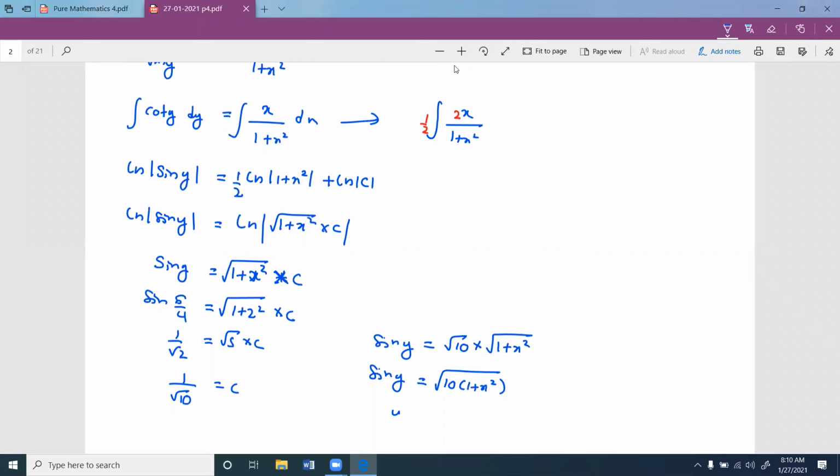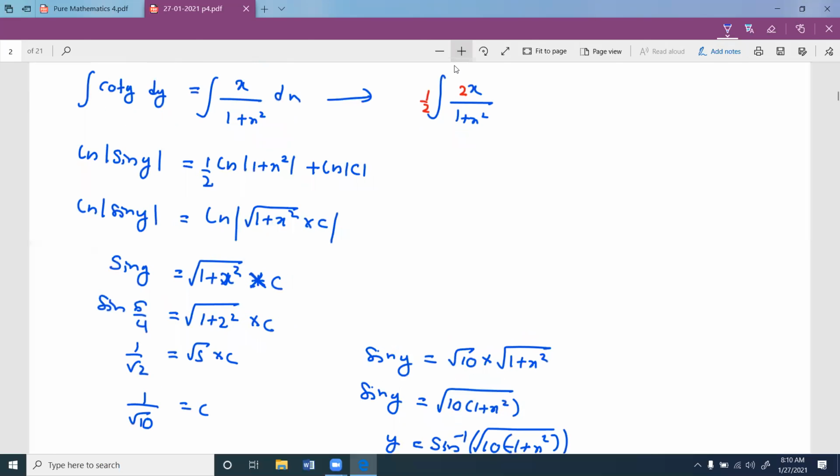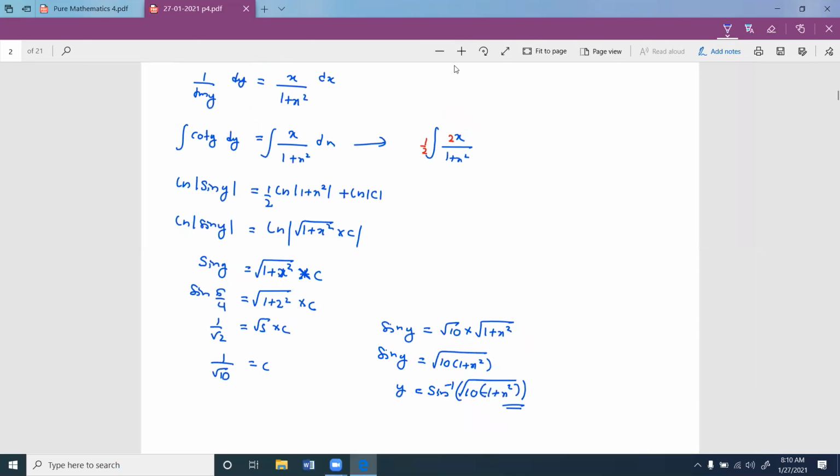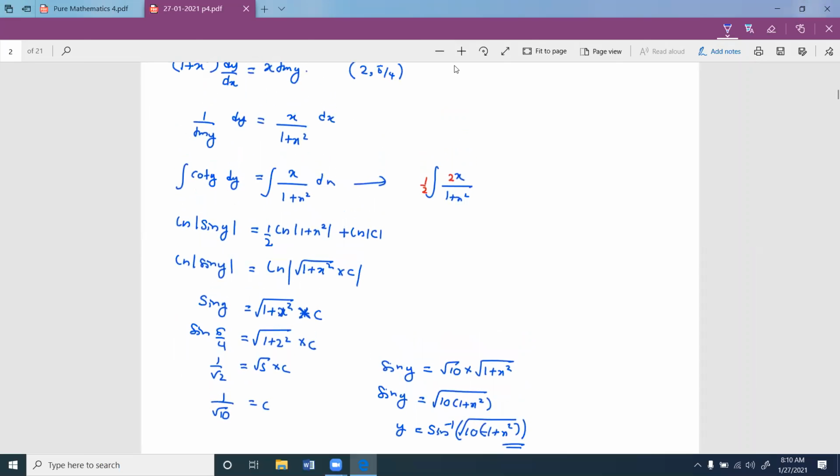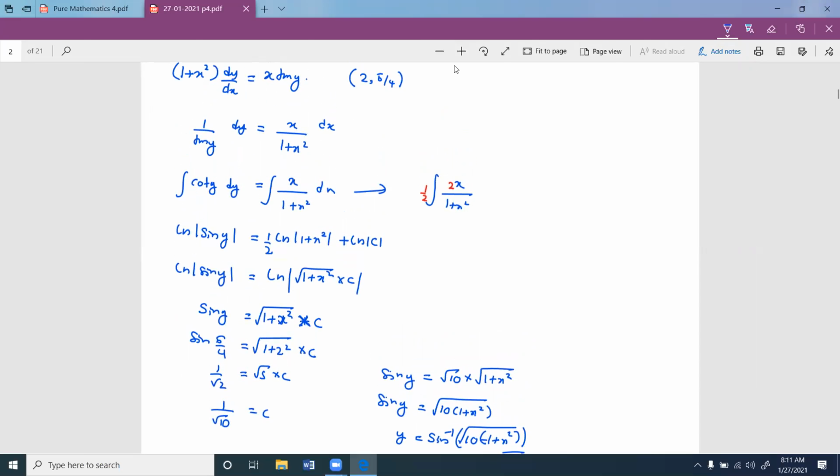If they ask you to make y the subject, you can write sine inverse of the square root of 10 into 1 plus x squared. It depends on the way they request you to write the question. I just put the full question at once. So then you can see the question. That's a way of asking this kind of question. Right, let's go ahead with another situation.